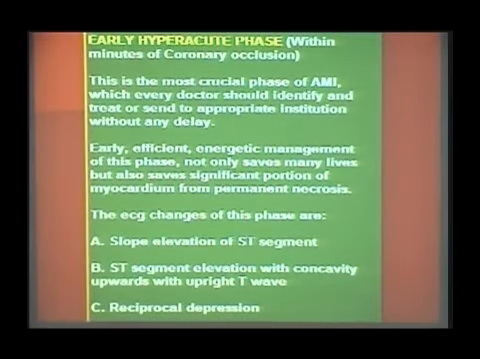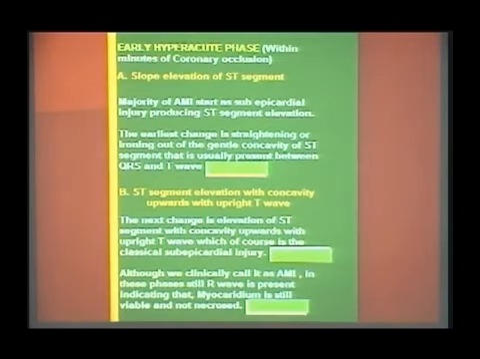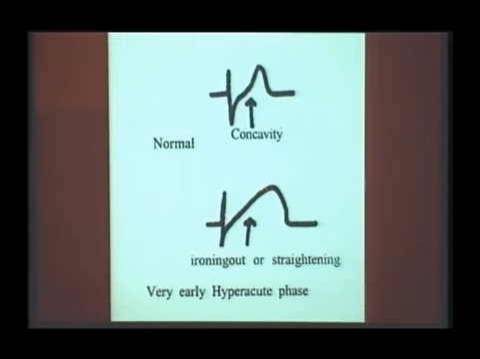So there are 3 ECG signs of the early hyperacute phase. One is a slope elevation of the ST segment. Second is ST segment elevation with concavity upwards, with upright T wave and reciprocal depression. So there are 3 signs by which you can identify the early hyperacute phase. The earliest sign of the early hyperacute phase, or the earliest sign of subepicardial injury, is what is known as a slope elevation of the ST segment.